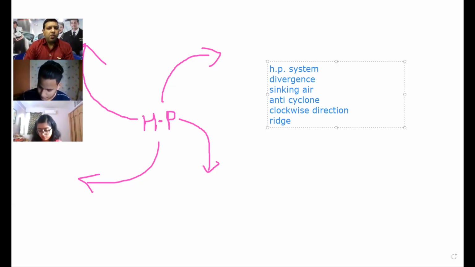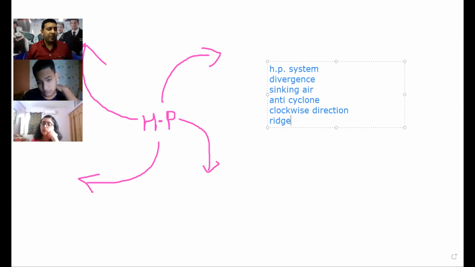All right. High pressure system: divergence. What is divergence? Divergence means the air accumulates at one place and from here it diversifies. Somebody goes here, somebody goes there. You get scattered, that is to diversify. So in a high pressure system with divergence, sinking air will not rise. As you diverge, you sink. It is called anticyclone. That's the name for it.